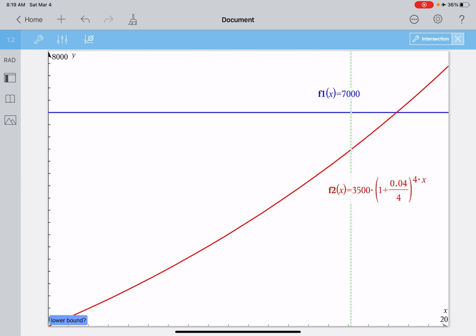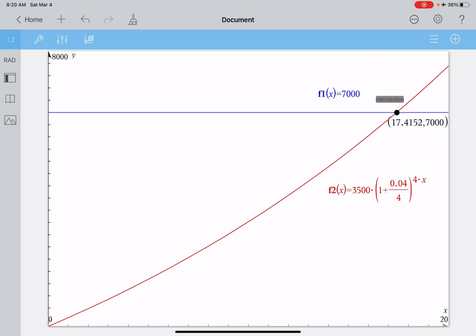I've got to be just a little bit more creative here. I need a left bound there. I need a right bound here. And there it is. Hopefully you guys are looking in the bottom left-hand corner of your graph, and it's telling you that the point of intersection has an x-coordinate of, just like mine, 17.4152 and so on. And in the lower right-hand corner, it should tell you that y is equal to 7,000.